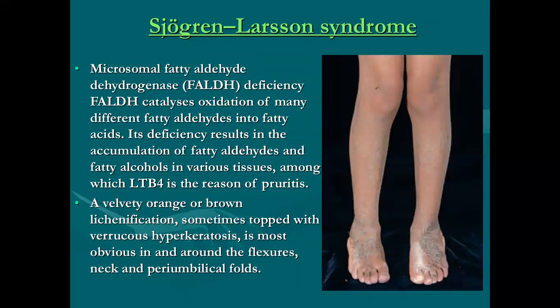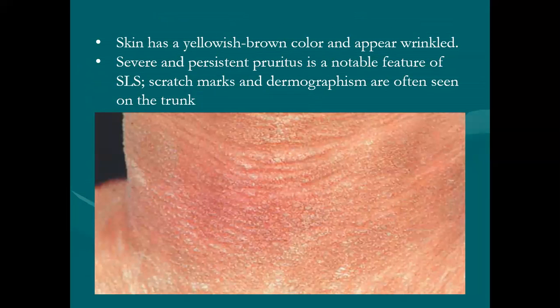A velvety orange or brown lichenification, sometimes topped with verrucous hyperkeratosis, is most obvious in and around the flexures, neck, and periumbilical fold. So the distribution is quite typical. Then the skin has a yellow-brown color and appears wrinkled. Severe persistent pruritus is a notable feature. Scratch marks and dermographism are often seen on the trunk.